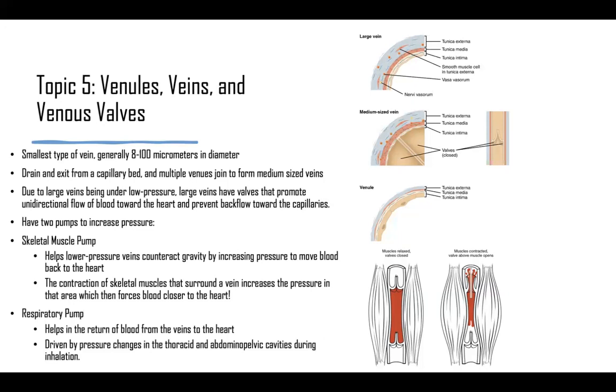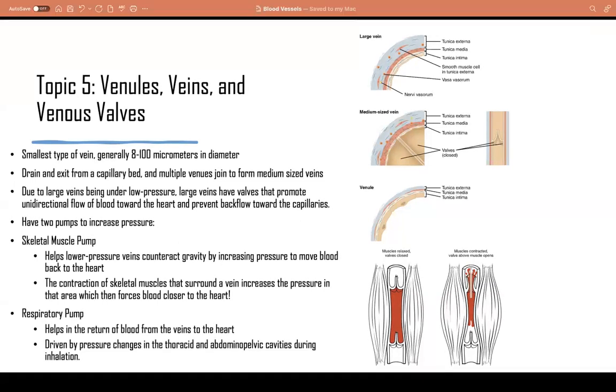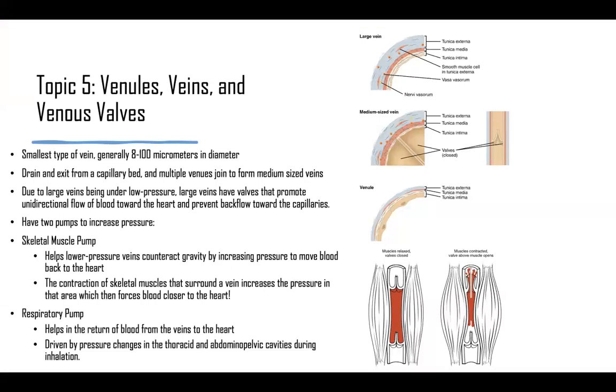And they will have 2 pumps to increase pressure. First is the skeletal muscle pump, which can be shown right here. It helps the lower pressure veins counteract the force of gravity by increasing pressure to move blood back to the heart. And the contraction of skeletal muscles that surrounds a vein increases pressure in that area, which then forces blood closer to the heart.